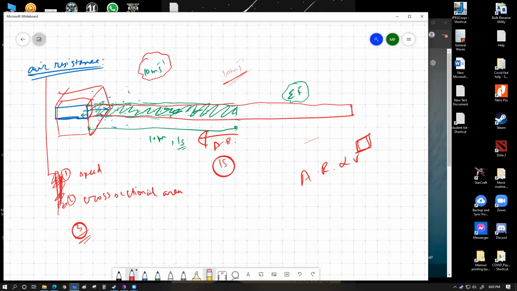What happens at the top speed limit? Now, this is the part that I really need you to understand because I'm trying to get to the idea of what we mean by terminal velocity. So this will be the term that we will require to understand.